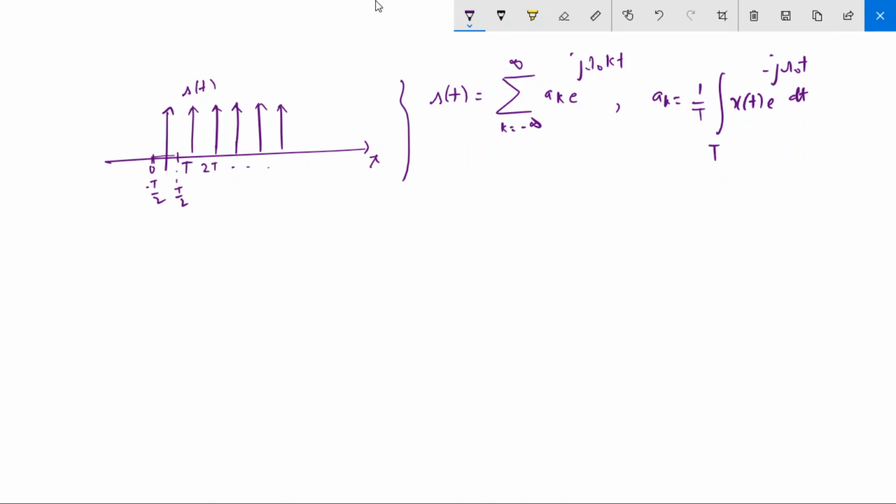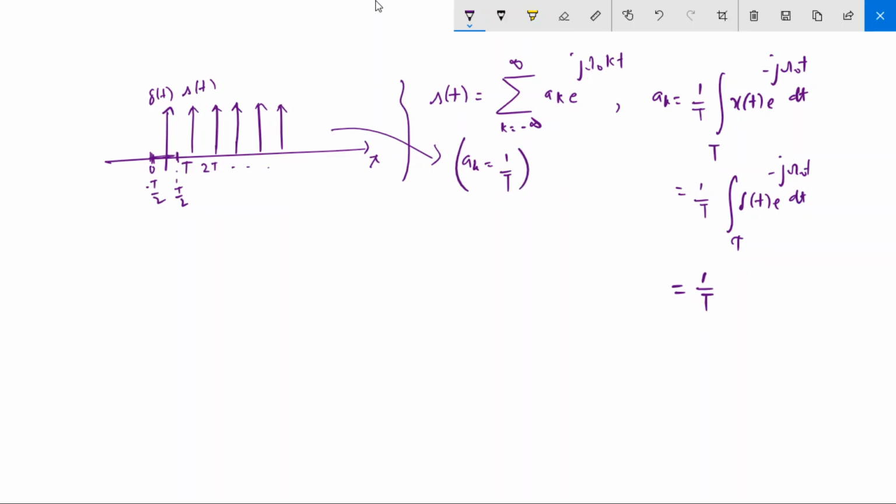So within this one time period, you have only one impulse signal that is located at t equal to 0, that is delta(t). Okay, so you can simply write it as the integration of delta(t) into e raised to power minus j omega naught k t over one time period, and this will become 1. Because when you multiply with delta(t), it is only present at t equal to 0. So you put t equal to 0 here, it will become 1. So it is 1 by T. So the Fourier series coefficients for this signal are always the same. So a_k is a constant, that is 1 by T.